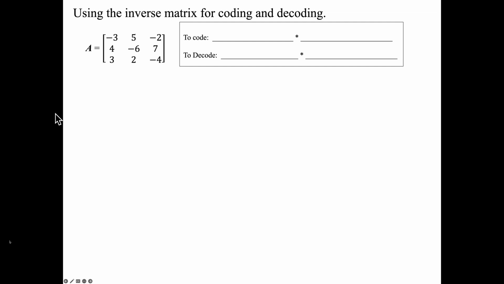Okay, so here's an application of the inverse matrices. A great place this is used is coding and decoding. If you think about your internet, and when you send things through the internet to your bank or whatever, everything gets coded and decoded through matrices.